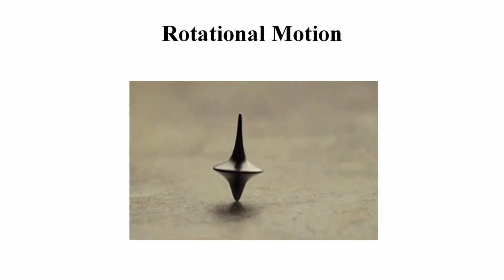Students, now let us see the motion of a spinning top. The motion of a body in which every particle on it moves along a circular path about a fixed axis is called rotational motion. Students, motion of a spinning top, rotation of earth about its axis, movement of blades of a fan are examples of rotational motion.